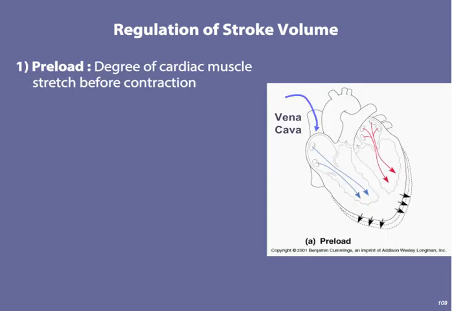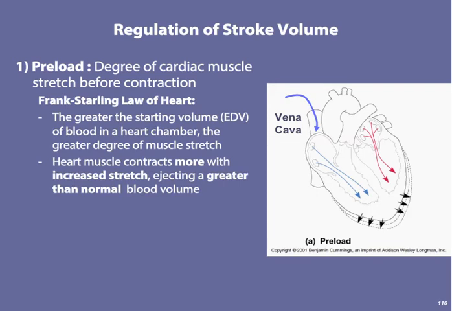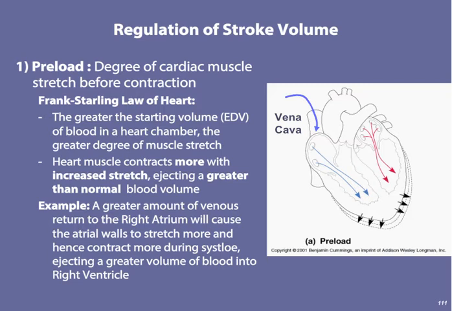And the first of these factors is preload. Preload is determined by the degree of muscle fiber stretch within a chamber of the heart. And the concept of preload is described in something called the Frank-Starling law of the heart. That is, the greater the starting volume of blood in a heart chamber, called the end diastolic volume, the greater the degree of muscle stretch. And with more muscle stretch, we will have increased contraction of the heart, ejecting a greater than normal quantity of blood. So let's look at an example.